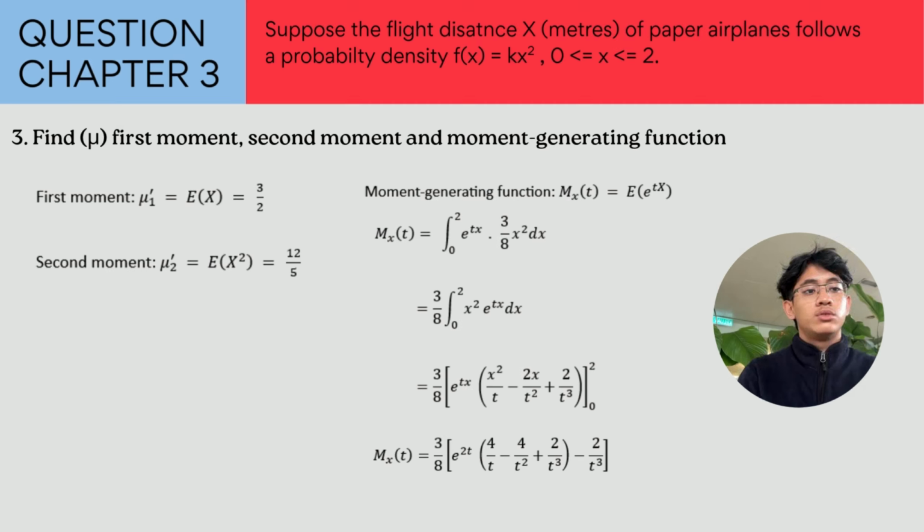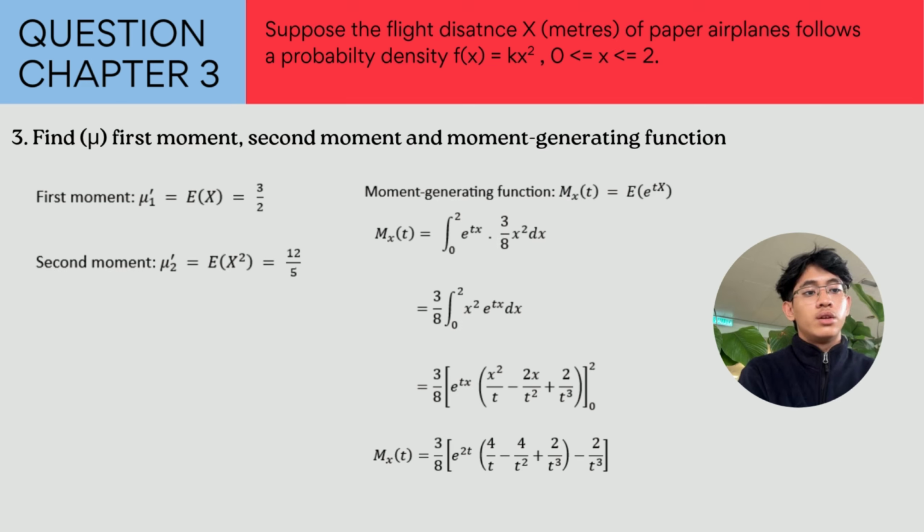The first moment is also equal to the expected value of x. So by using the formula for expectation, we integrate x times the density. When we evaluate the integral, we get 3 over 2. Then we compute the second moment, which is equal to the expected value of x squared. This uses the same process, except now we integrate x squared times the density. Solving the integral, we get 12 over 5.